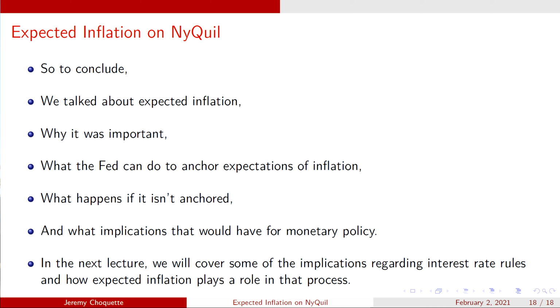Now, in the next lecture, we're going to cover some of the implications regarding interest rate rules and how expected inflation plays a role in that process. We're going to talk about one rule in particular known as a Taylor rule, which is kind of like an interest rate setting rule, more like a rule of thumb, for central banks to follow, where they will use deviations of inflation from their target, so actual inflation from the target rate of inflation, and then deviations in actual output from what potential output is. And they will factor that into how they want to set the nominal interest rate.